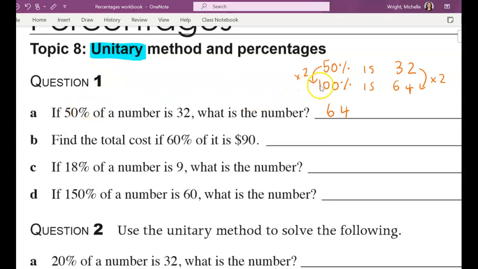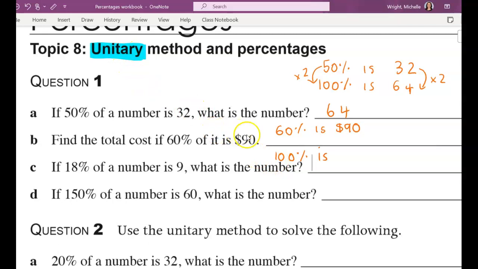And sometimes we can't easily take it straight up to 100, and that would be like the second one here. 60%, we need to take it down generally to a smaller number and then bump it back up to 100. So if we find the total cost is 60%, we want to find the total cost if 60% is $90. And we want to find the total cost. So the total cost would be 100%. So you could look at, well, what do I do to 60 to turn it to 100? And you could do that in your calculator. You could divide 100 by 60 and work out what that is. That's okay.